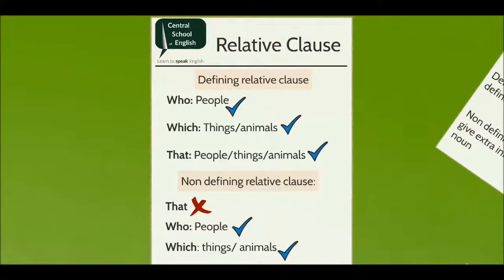When we make sentences with defining relative clauses, we can use the relative pronoun who to define people, which to define things and animals, and that to define people, things, and animals. However, when we make sentences with non-defining relative clauses, we cannot use the relative pronoun that. Therefore, we use the relative pronoun who for people and the relative pronoun which for things and animals.